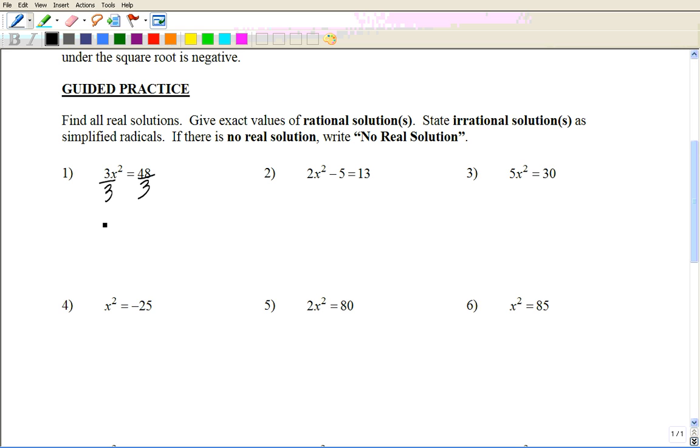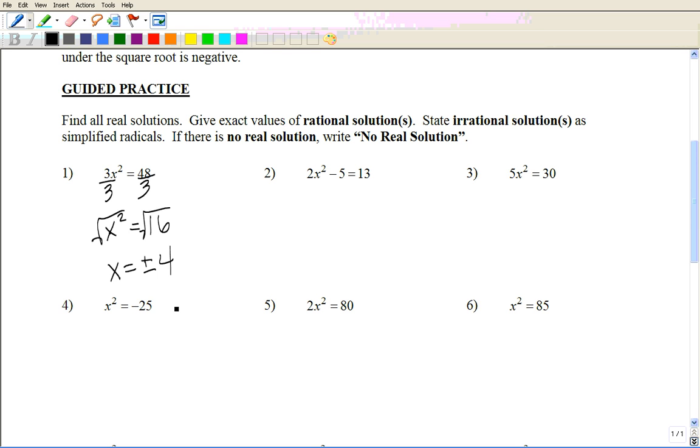So the 3's will cancel and we'll get x squared equals 16. And then to solve for x, you just take the square root of both sides. And so now we'll get x equals plus or minus 4, because positive 4 squared and negative 4 squared equals 16.